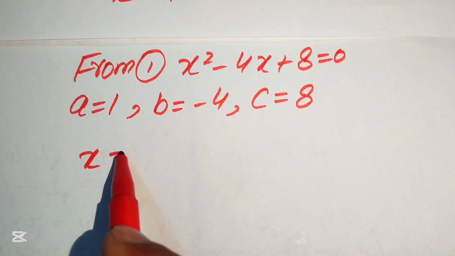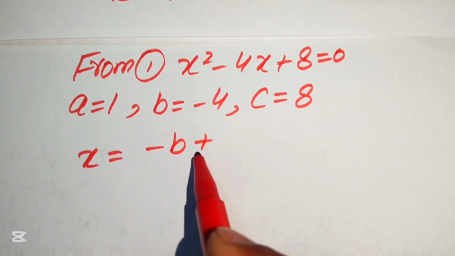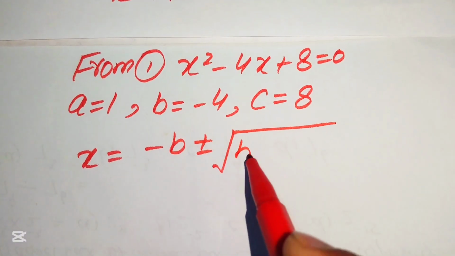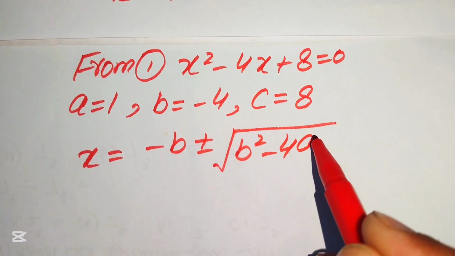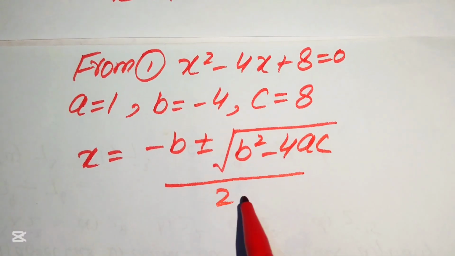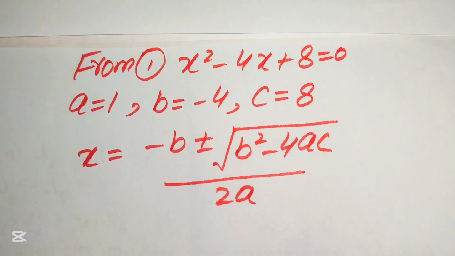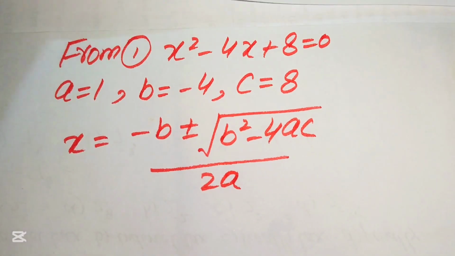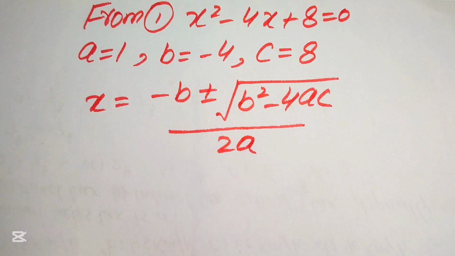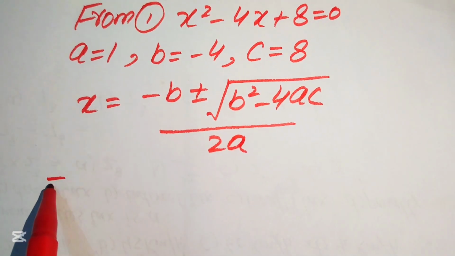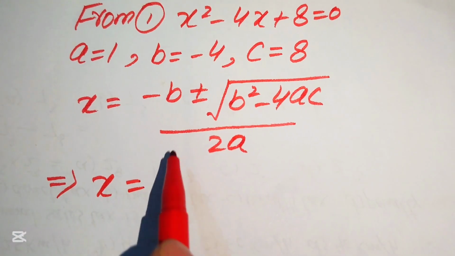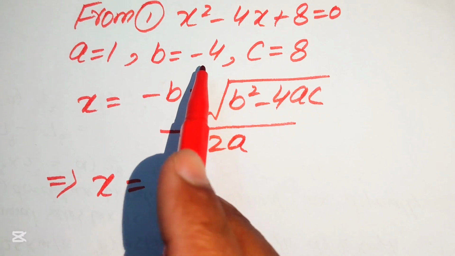And we know about the quadratic formula. It is stated as minus b plus minus square root of b square minus 4 times of ac divided by 2 times of a. This is our quadratic formula. Now we need to substitute the values of a, b and c in this formula, and it will be written as x equals minus b. The value of b is minus 4.